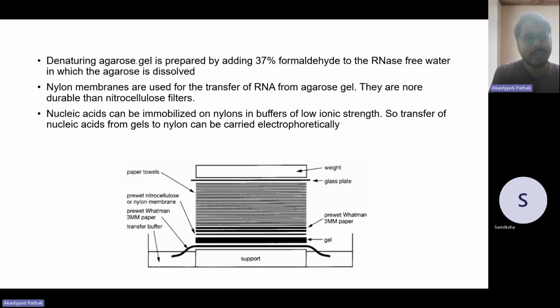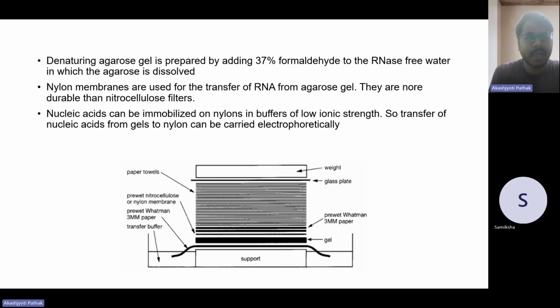Here we have to note that you have to run a denaturing agarose gel, and this is prepared by adding 37% formaldehyde to RNase-free water. Working with RNA is more difficult than working with DNA because RNA gets degraded very easily, and RNase is present everywhere. It is present in our sweat, so you have to be very careful when working with RNAs. You cannot talk, you cannot work with bare hands. You have to wear gloves. Also, the water you use should be RNase free so that the RNA does not get degraded.